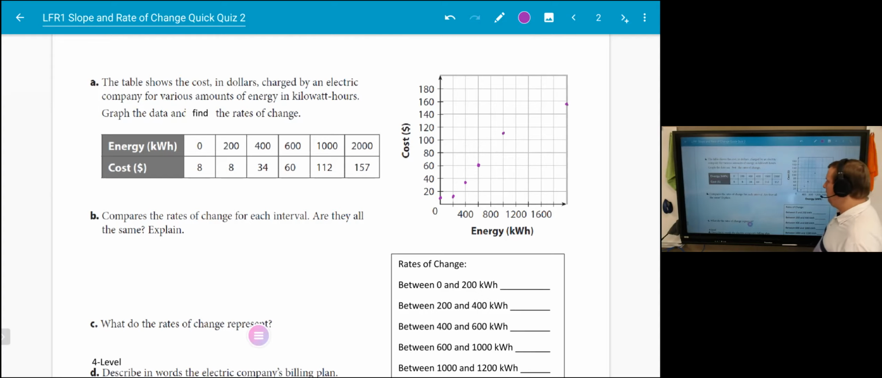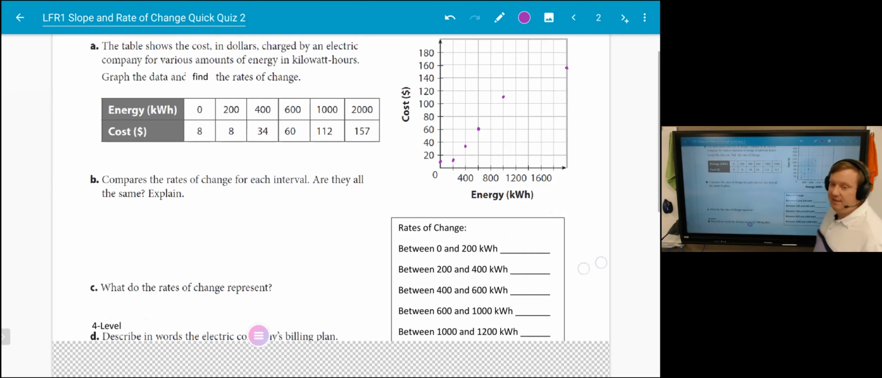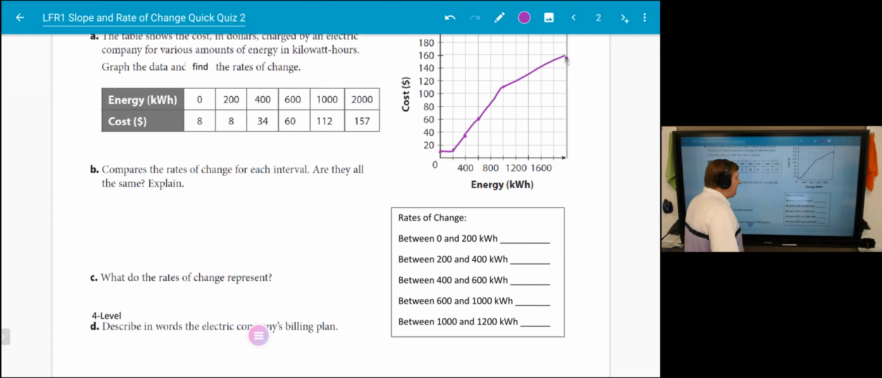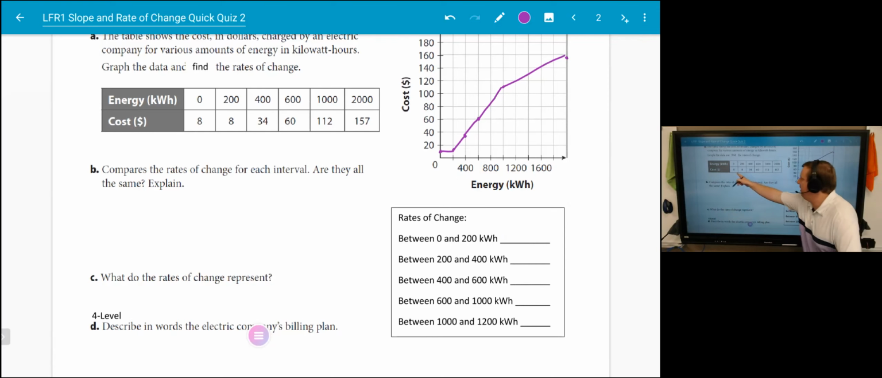Compare the rates of change for each interval. Are they all the same? Well, our rate of change, this is where the mistakes have been made because you found the difference in y's but then forgot to divide it by x. So if I kind of drew the line in here, the rates of change between 0 and 200 kilowatt hours, the y values change 0, the x values change by 200. This is 0, a 0 rate of change.